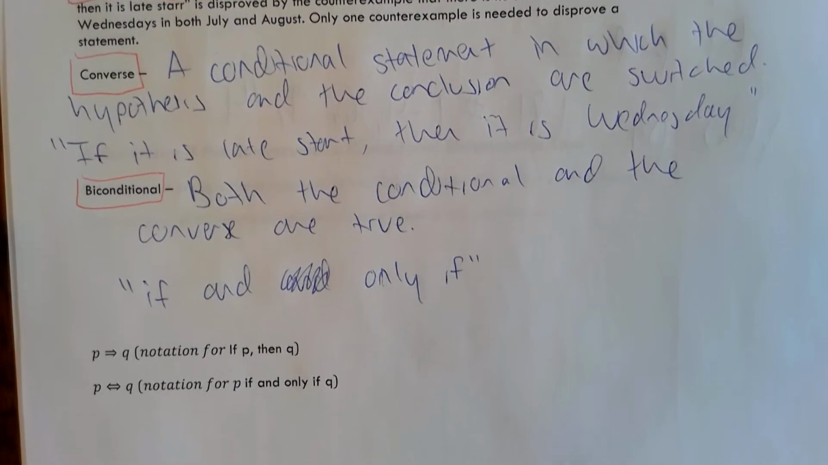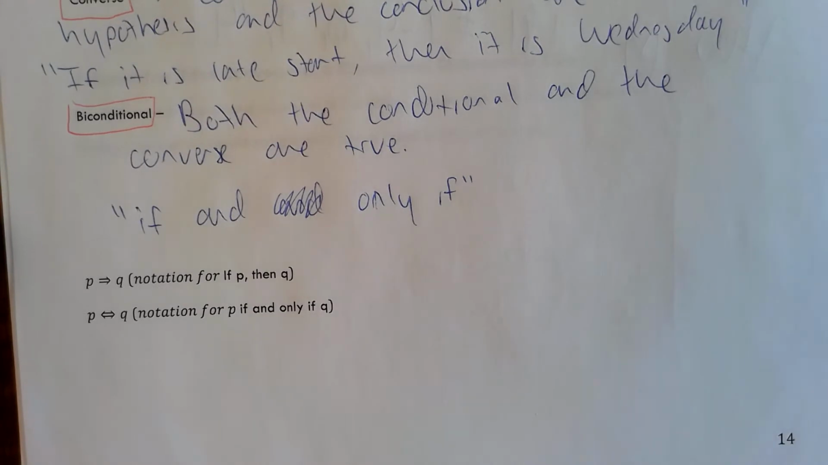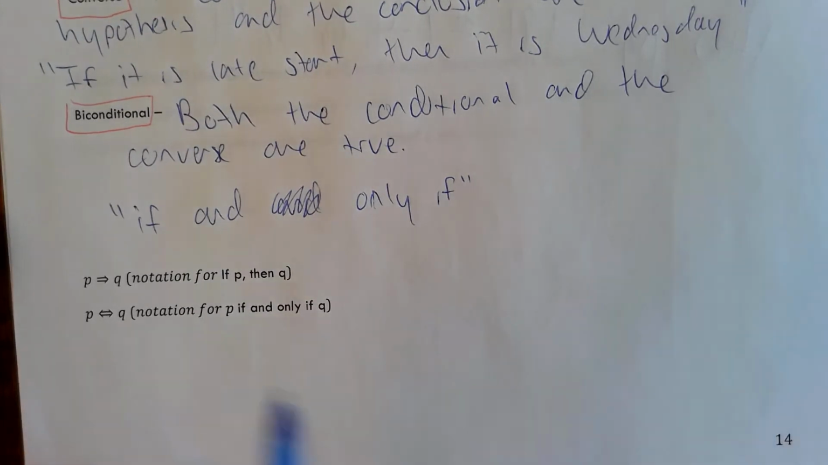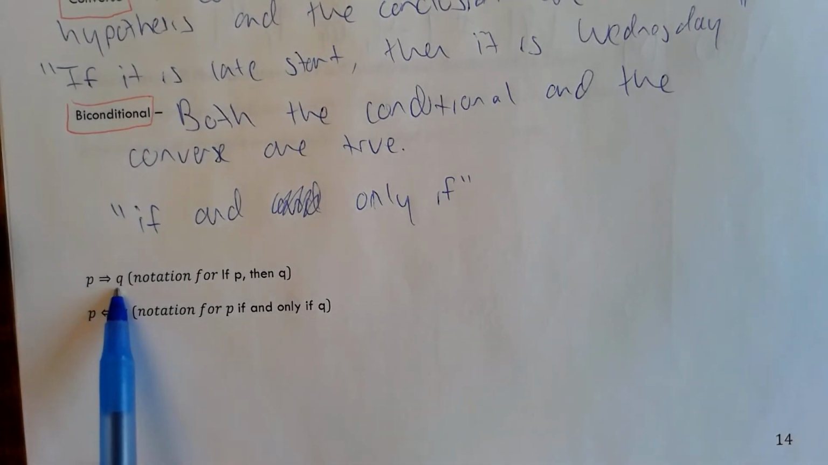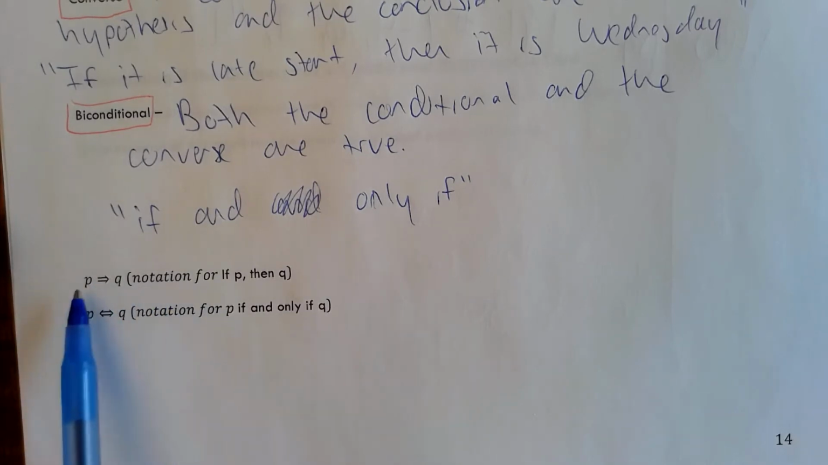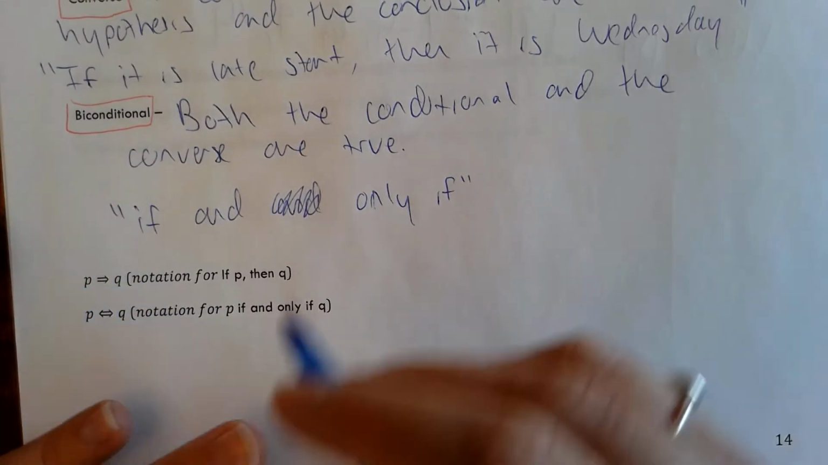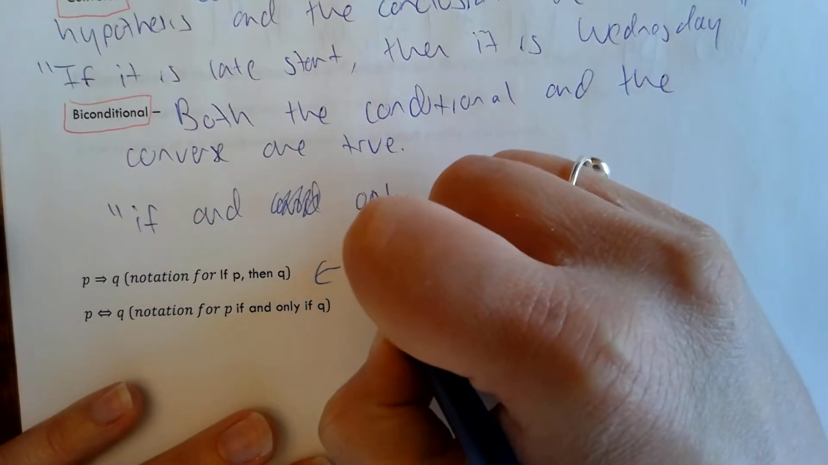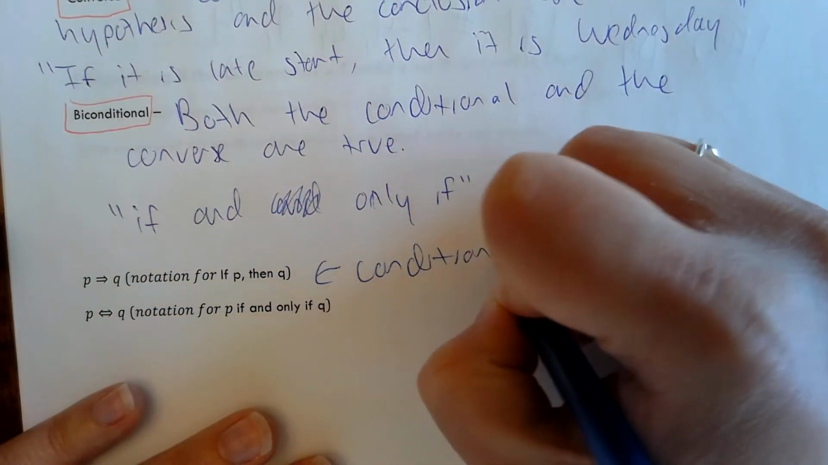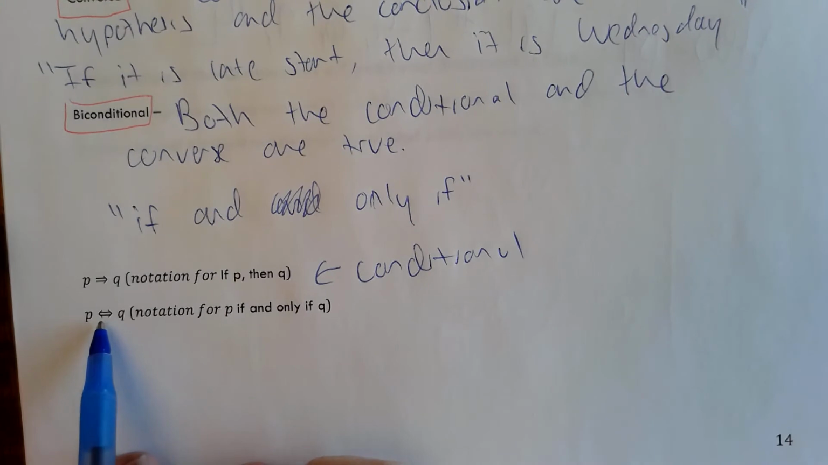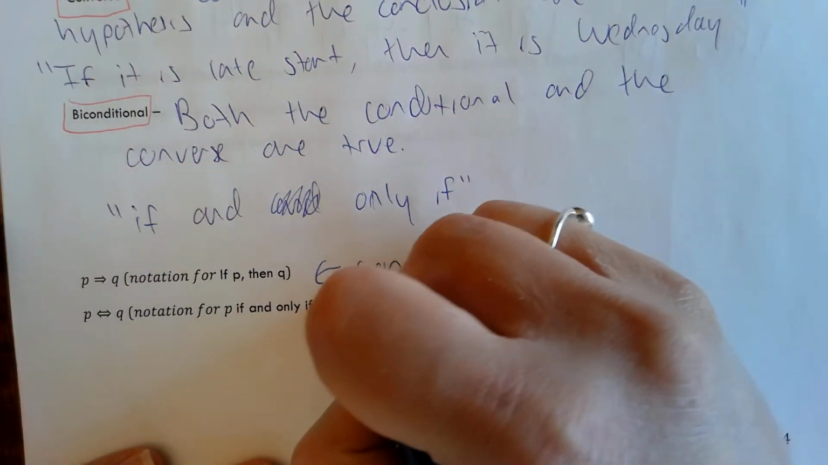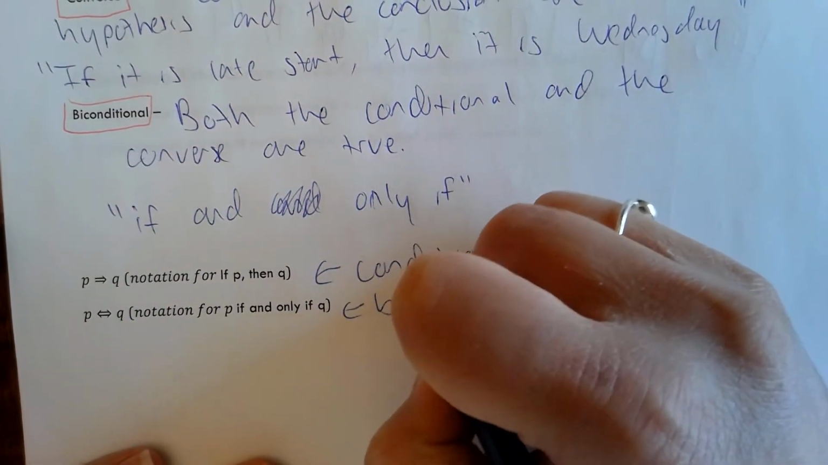Alrighty. Here's some notation that we use. Don't we just love notation? We put a P and a little Q with a little arrow in between for saying that this is a conditional statement. So this is our way of saying conditional statement. And we put a two-sided arrow if we want to say it's a biconditional, like it goes both ways.